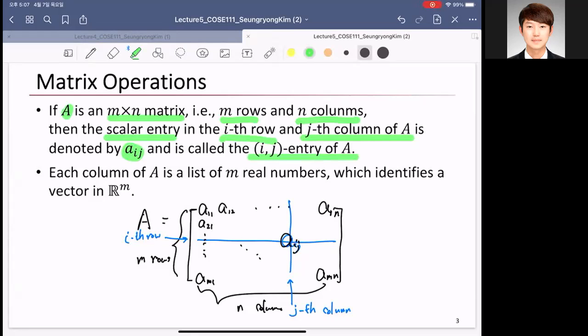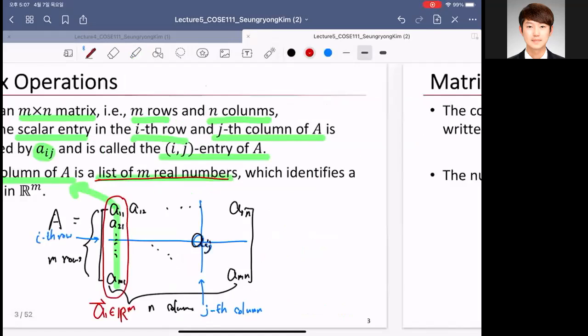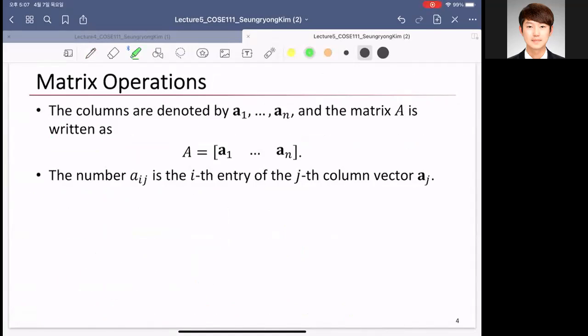We already know that, right? Each column of matrix A is a list of m real numbers, so it is just a column vector, which identifies a vector in R^m. Maybe this is the vector a1, which is in R^m. So this is just a definition. The columns are denoted by a1, a2, a3, ..., an.